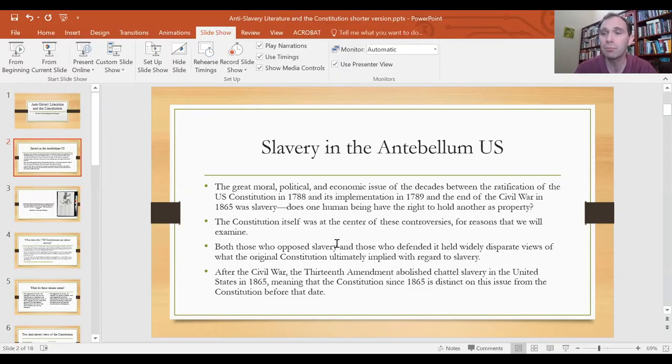And it's important to realize this, that the Constitution was contested throughout this period. And so constitutional interpretation was really shaped by and helped to shape the attitudes that people had towards slavery. After the Civil War, the 13th Amendment abolished chattel slavery in the United States, meaning that the Constitution since 1865 is, in effect, a different constitution on this issue from the original Constitution.